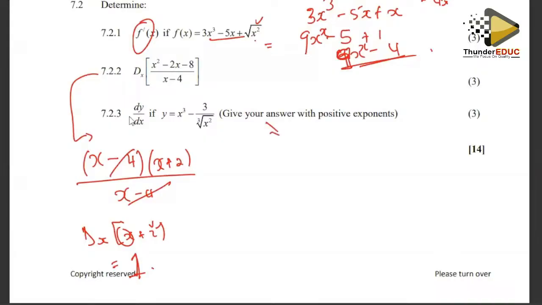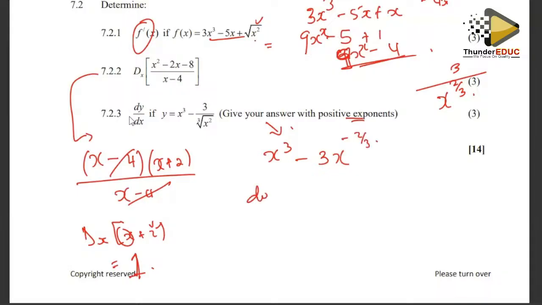Okay, then 7.2.3. Still here, they want the answer with positive exponents. Why are they so strict now? Okay, let's do that. So it's going to be x cubed minus 3. We know that the cube root of x squared is going to be 2 over 3, something like that. Then we take it on top. It's going to be x negative 2 over 3.